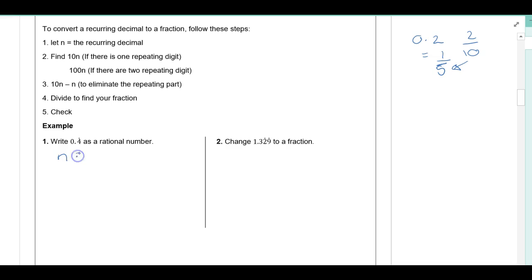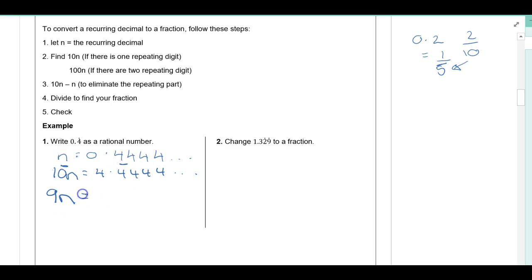So if I let n equal 0.44444..., and I say 10n is 4.4444..., so I've just moved the decimal place, and the reason I want to do that is because now I can subtract 10n minus n.